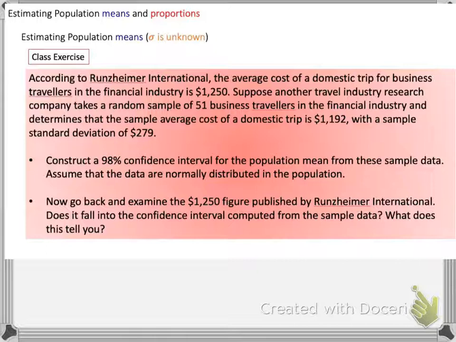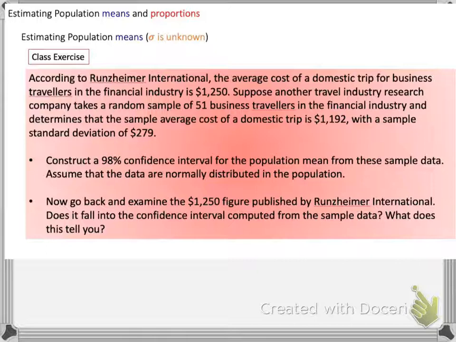Now go back and examine the $1,250 figure published by Ronzheimer International. Does it fall into the confidence interval computed from the sample data? What does this tell you? So let's tackle this one.